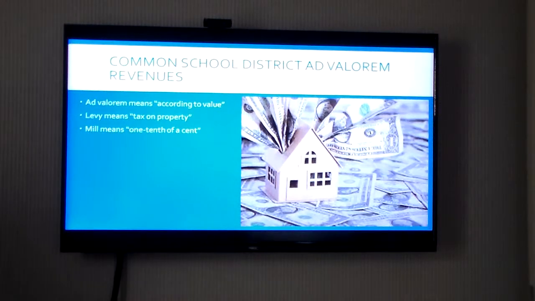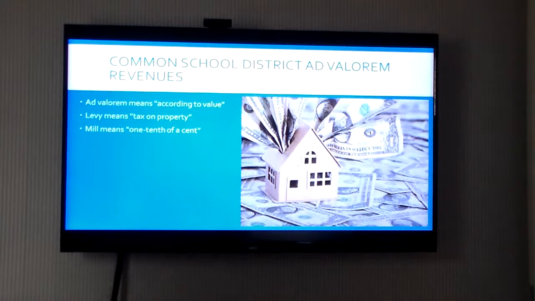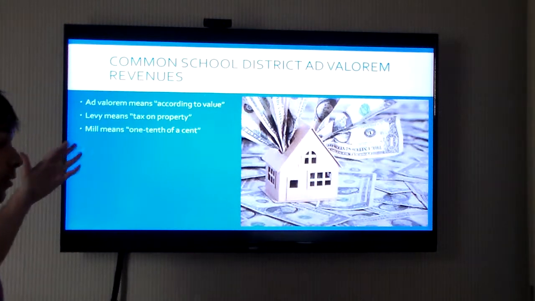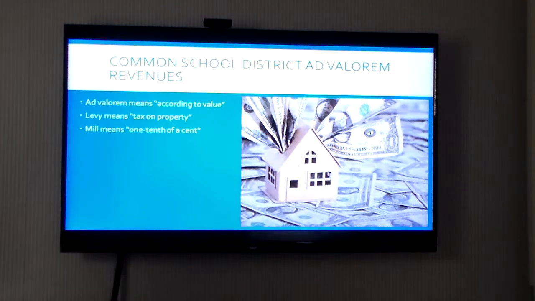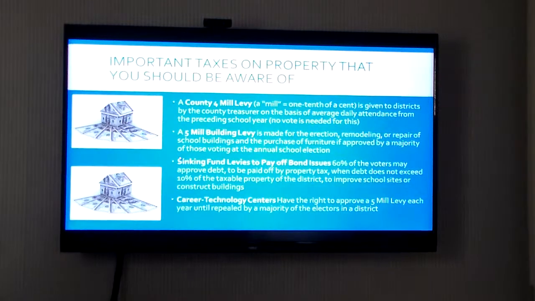So one of the things that you need to know: if you see ad valorem, that means according to value. Levy means tax on property, and a mill means 1/10 of a cent. So when the district proposes a specific millage increase, that's telling you how much of a tax is going to be levied on the property in order for them to fund the school or fund whatever they're trying to do.